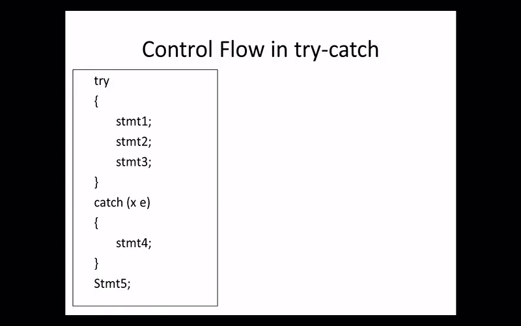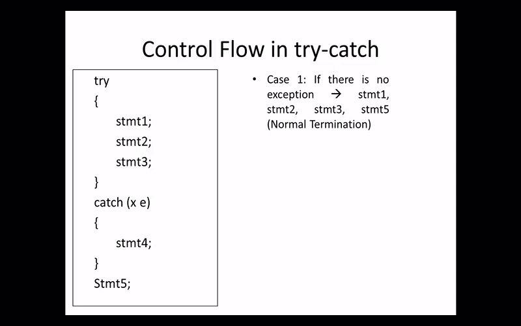Now consider this example of control flow in a try catch block. In the try block we have three statements: statement 1, statement 2, statement 3. Accordingly we have a catch statement, catch Exception e, with statement 4, and then statement 5. Now the first case: if there is no exception, the execution sequence is statement 1, statement 2, statement 3 and statement 5. The catch block is executed only if an exception arises. This is called normal termination.